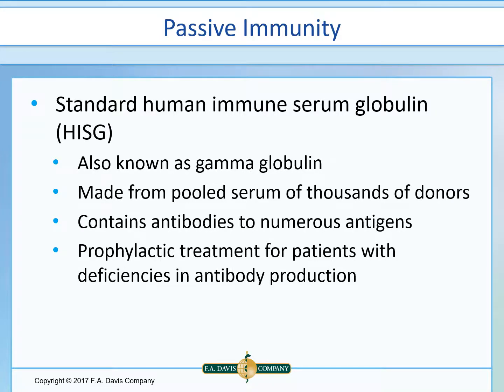Human serum preparations are used to provide passive immunity to individuals who have been exposed to a pathogen but have not been vaccinated or developed immunity through natural infection. There are two types of preparations available. Standard human immune seroglobulin, or HISG, is also known as gamma globulin and is made from pooled serum of thousands of donors. It contains antibodies to numerous antigens and is used as a prophylactic treatment for patients with deficiencies in antibody production.